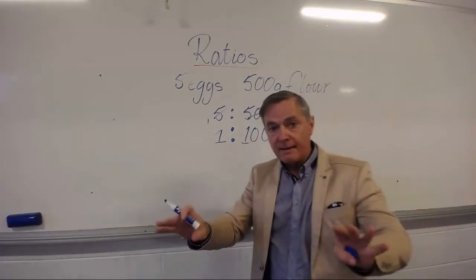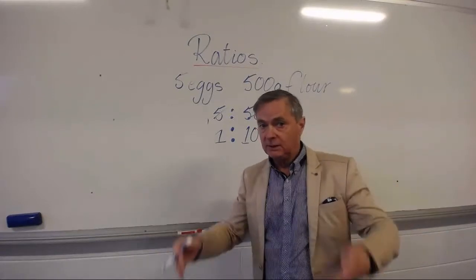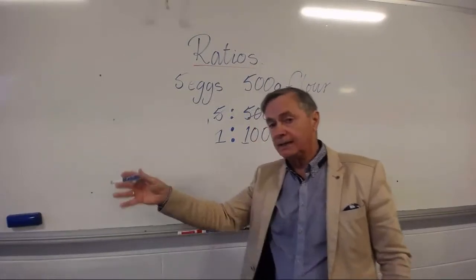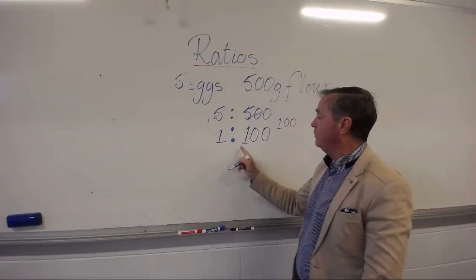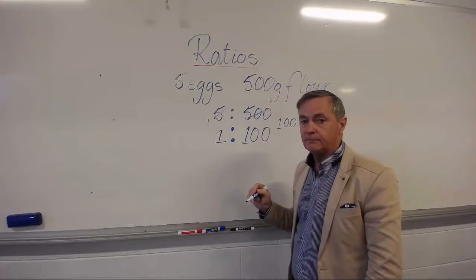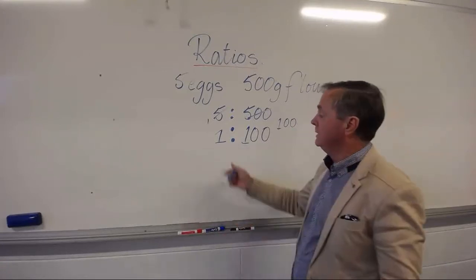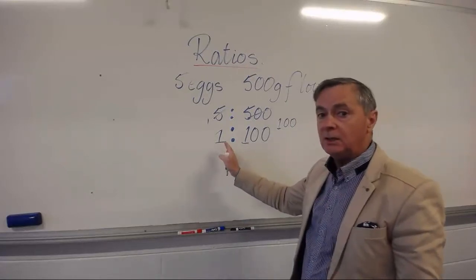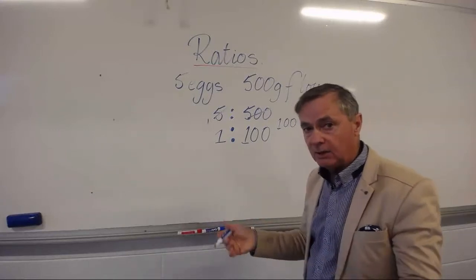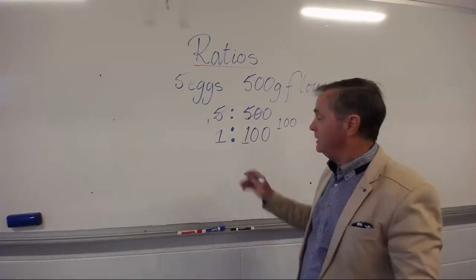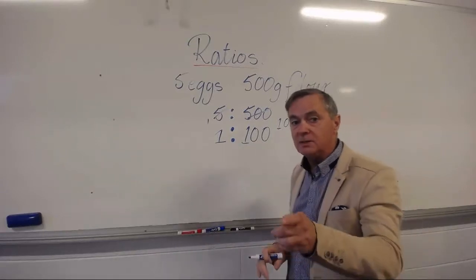It doesn't matter how much pasta I want to make, I could make enough for weeks and weeks, or enough for a whole lot of people, as long as I kept it in the ratio of 1 is to 100. However much I want to make, that would be an equivalent ratio. So for every 100 grams of flour, I would use 1 egg. That's a ratio, 1 is to 100. Notice the way that it's written, and notice the way that it's said. 1 is to 100.